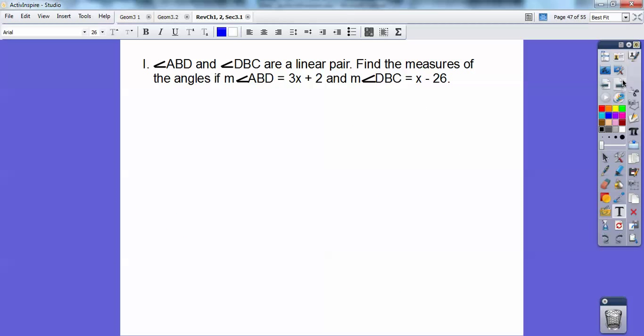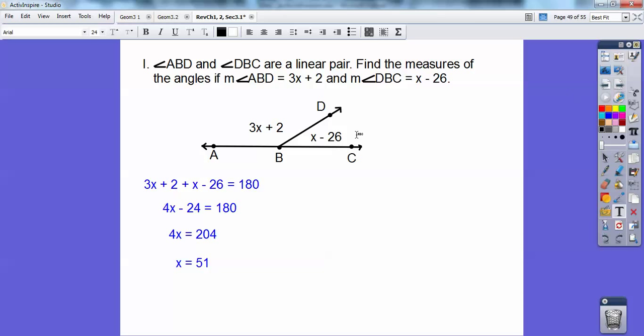Now let's see. So angles ABD and DBC are a linear pair. Let's draw that first. Okay, there's a linear pair. ABD, linear pair means they make up a straight line. So ABD and DBC make up a straight line. Then I put in 3x plus 2. This should be a plus 2 right here. Okay, and then x minus 26. Okay, I think I got it on the next one there.